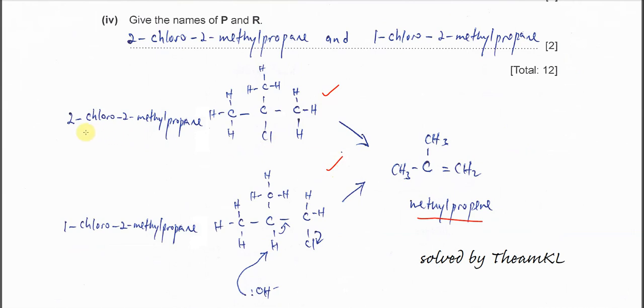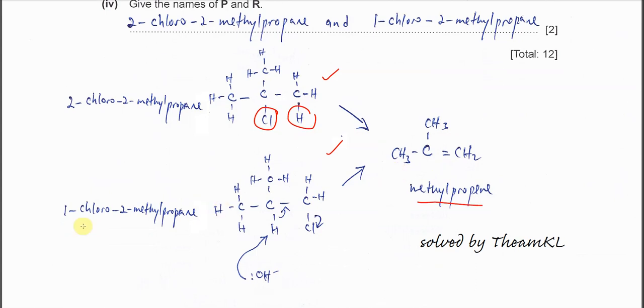So let's say 2-chloro-2-methylpropane. This one is the first carbon, second carbon, third carbon. So 2-chloro-2-methylpropane. We know that if this molecule undergoes elimination, this will be removed, this also will be removed, then it will form this methylpropene.